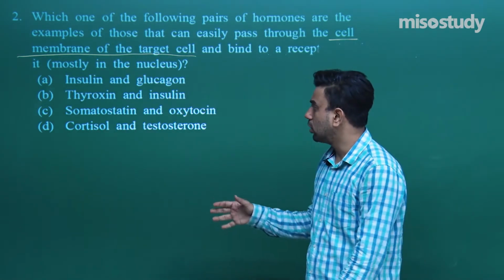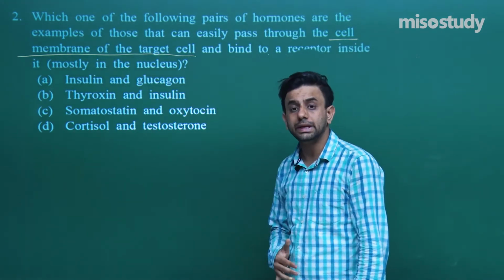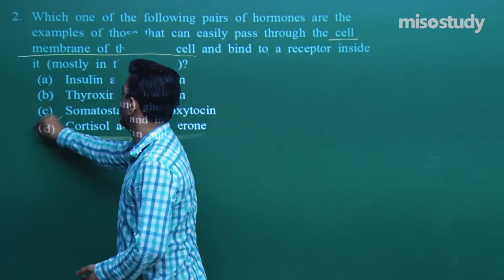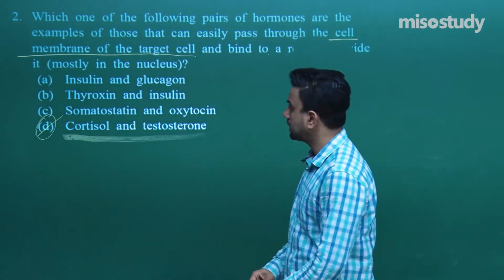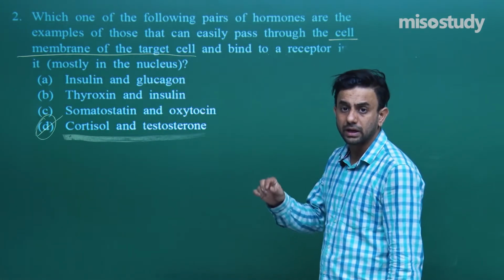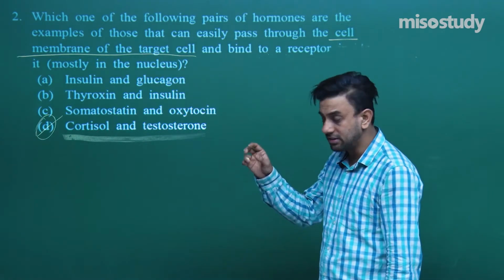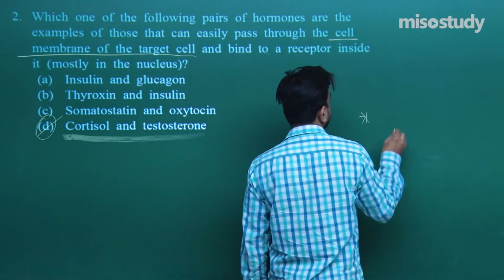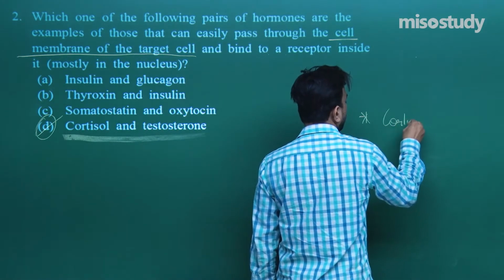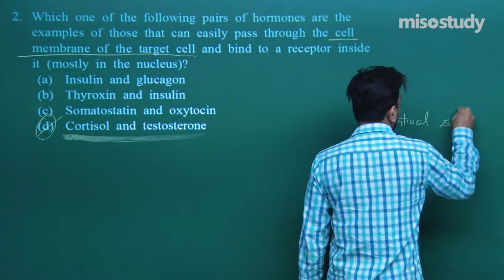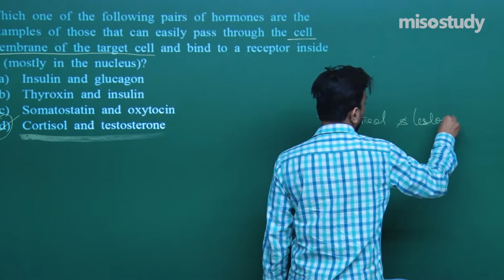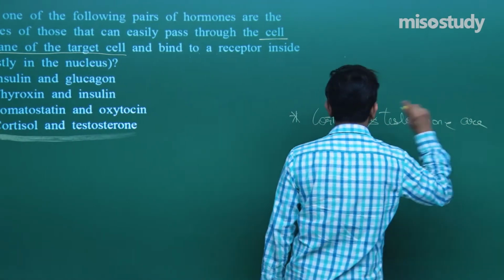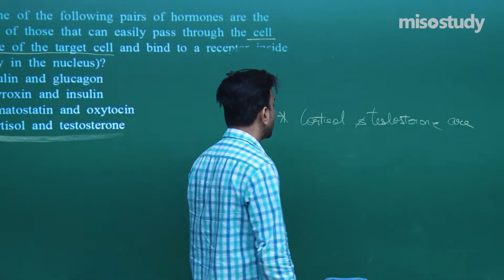These are the hormones which can pass through the membrane. Why? Because they are lipid soluble and hence will bind to the receptors beneath it. So we will write cortisol and testosterone.